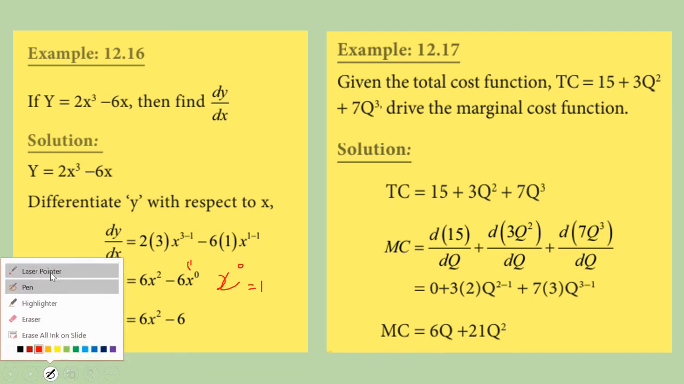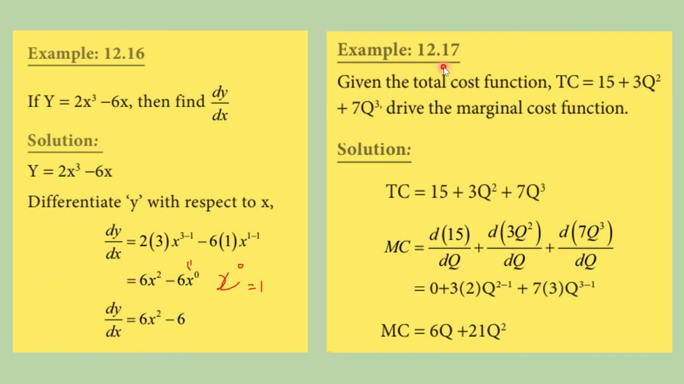Next one is 12.17. Given the total cost function TC is equal to 15 plus 3q square plus 7q cube. So here also we have to differentiate, derive the marginal cost function. It is not drive, it is derive. So here total cost is given.